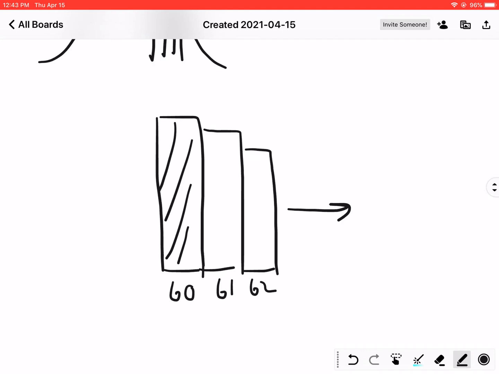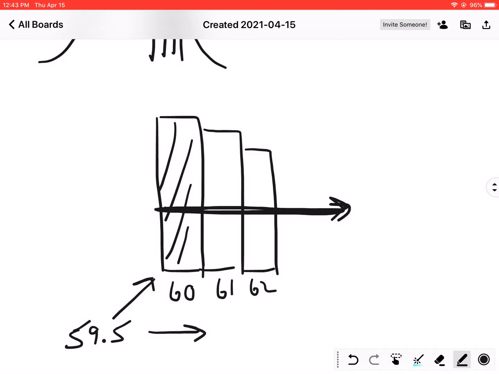And because we are letting each bar represent one unit, the 60 bar actually starts at 59.5. So if we're doing 60 or more, we're really starting at the left side of that bar, which means we would use x as 59.5 and plug that into our formula to find the corresponding z value.